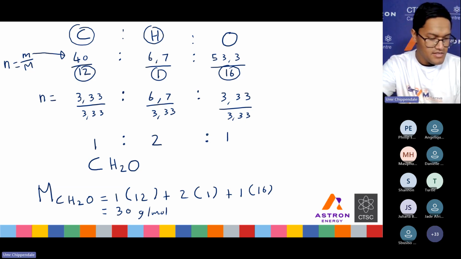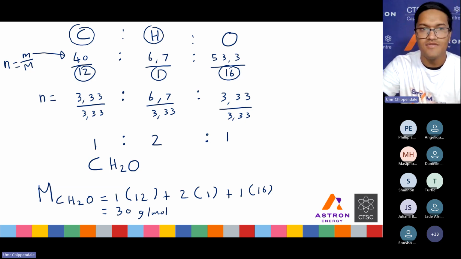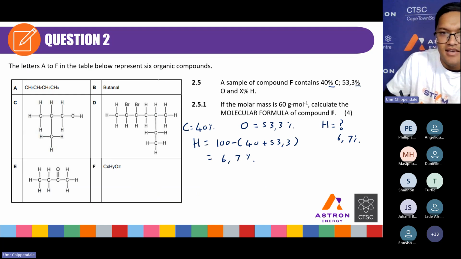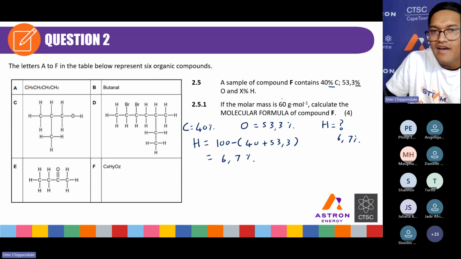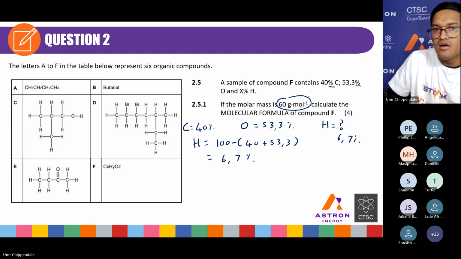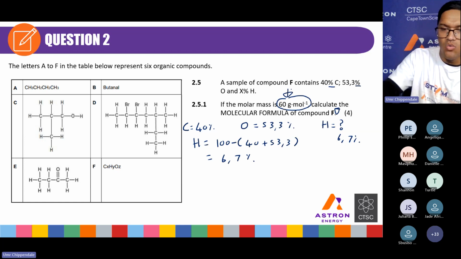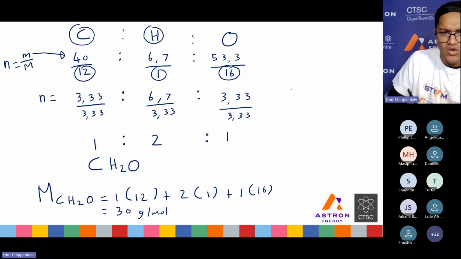But this is not what we initially want, because if I move back, here it said the molar mass of this compound is 60 grams per mole. We need to calculate the molecular formula. But in this case, they're saying it is 60. What did we get for our answer? We got 30.